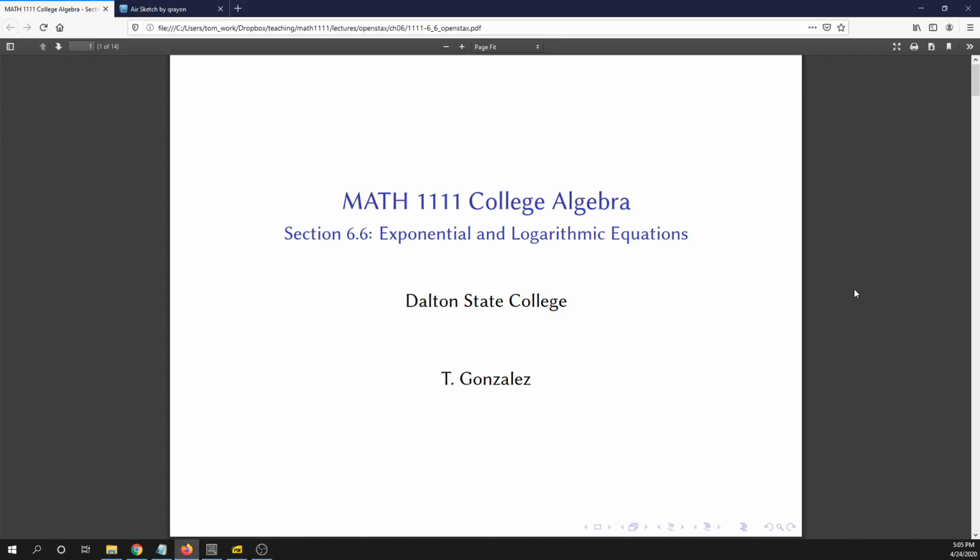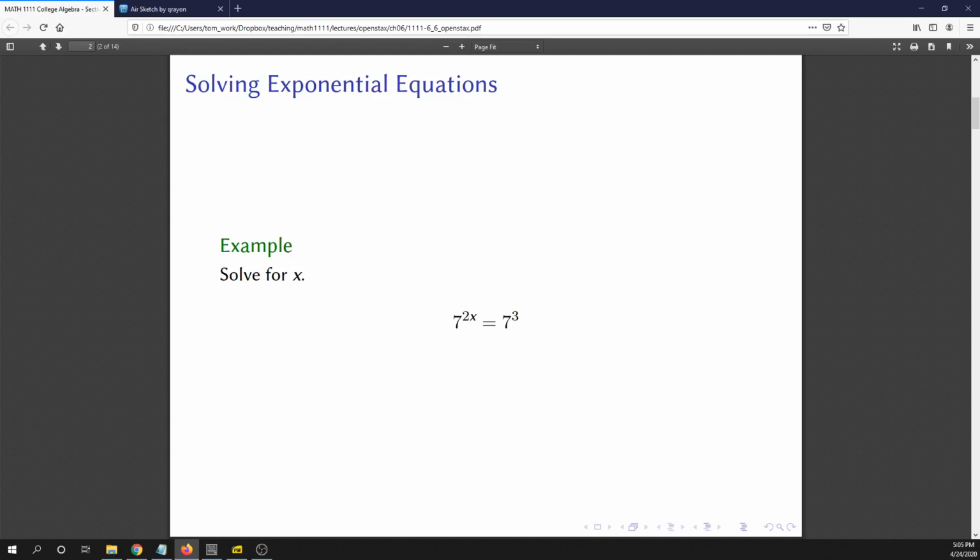In this video, we are going to talk about solving exponential equations. Okay, so an exponential equation is just an equation that has an exponential function in it. The first example that we are going to start off with is probably the simplest type. And that type is when we have the same base on either side.